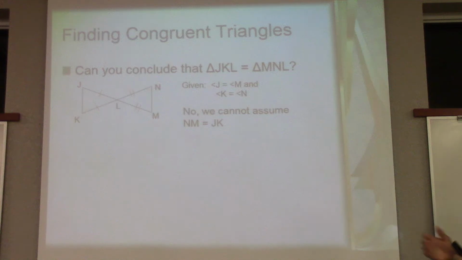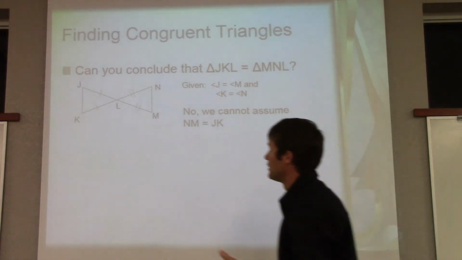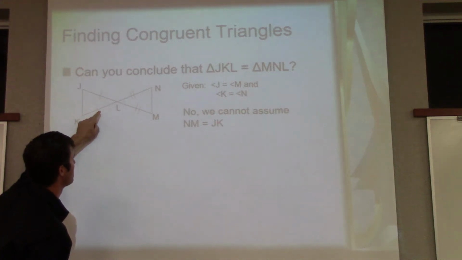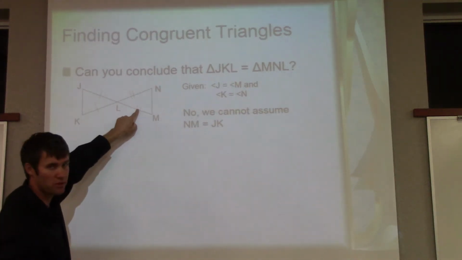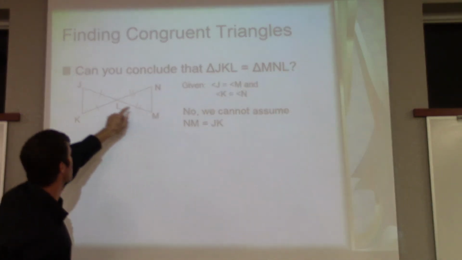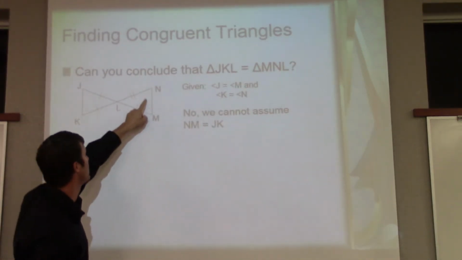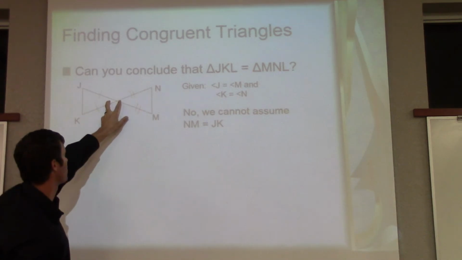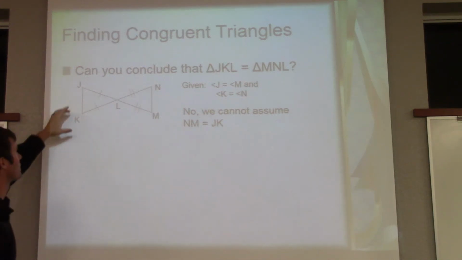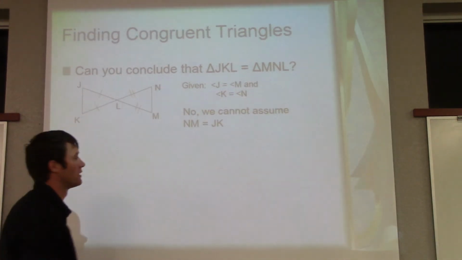All right, can we conclude that triangle JKL is congruent to MNL, given what we know? If you look at this, we know this side and this side are congruent, but do I know that this side over here is congruent to this side? No. I'm given that angles J and M are congruent, K and N are congruent, and I have vertical angles, so all my angles are congruent, but can I conclude? Well, no, because we don't know our sides. We don't know that this side is equal to this side.